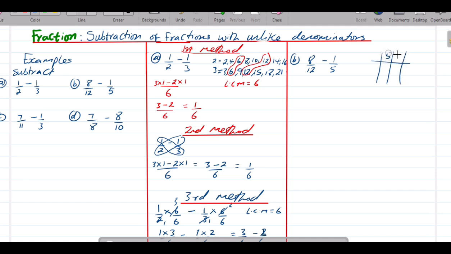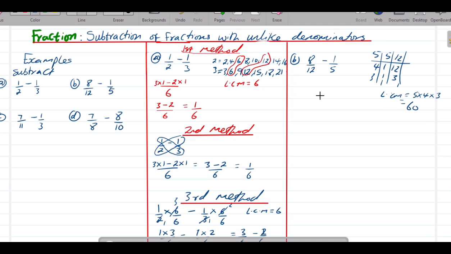I have 5 and 12. 5 can go in 5 once. 5 cannot go in 12, so you write your 12. 4 can go in 12 3 times, you write your 3. 3 in 3, 1, 1. So my LCM now is going to be 5 times 4 times 3. 5 times 4 is going to give me 20, and 20 times 3 will be 60. So 60 is our LCM here.